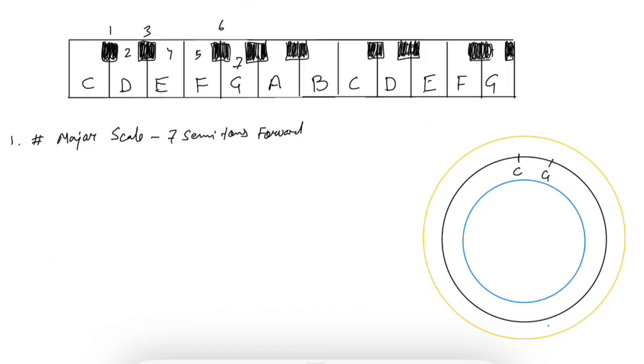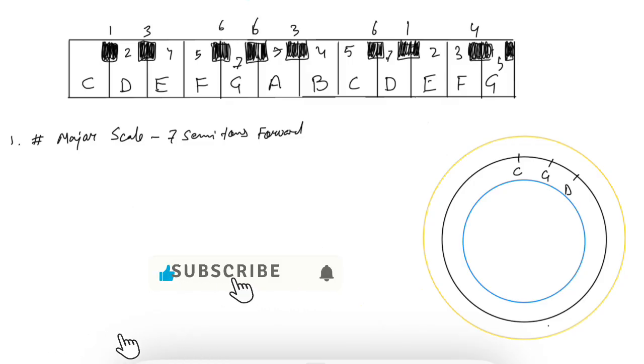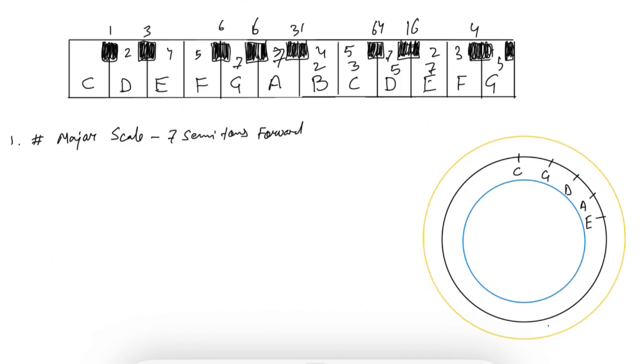Now if you move from G, let's go 1, 2, 3, 4, 5, 6, and 7. That is D. Now if we move from D, we go 1, 2, 3, 4, 5, 6, 7. That is A. And if we move from A, we go 1, 2, 3, 4, 5, 6, 7. We get our E major scale. Okay, so that is how we get the sharp major scales.